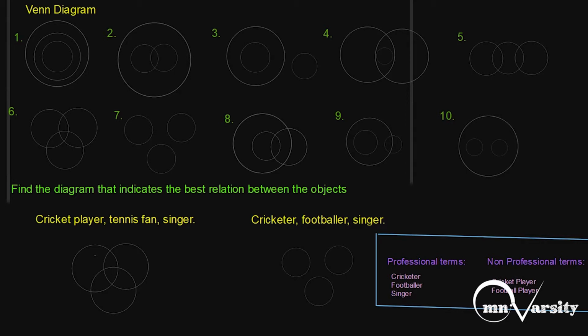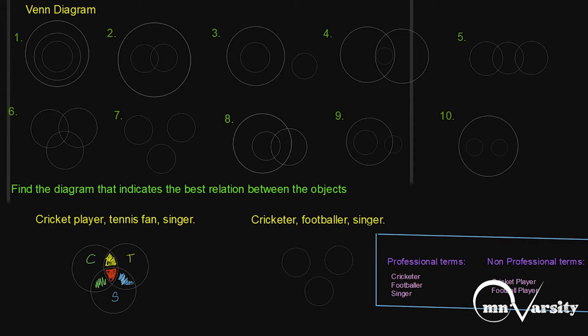Since in the first question we are using all non-professional terms, I can conclude that a cricket player can be a tennis fan or a singer. The first circle I keep for cricket players. In the second circle, I'm going to place tennis fan. Since cricket players can be tennis fans too, we denote it by this intersection. The third circle is for singers. Tennis fans can be singers too. And cricket players can be singers too. The intersection in red represents cricket players who are tennis fans and singers.